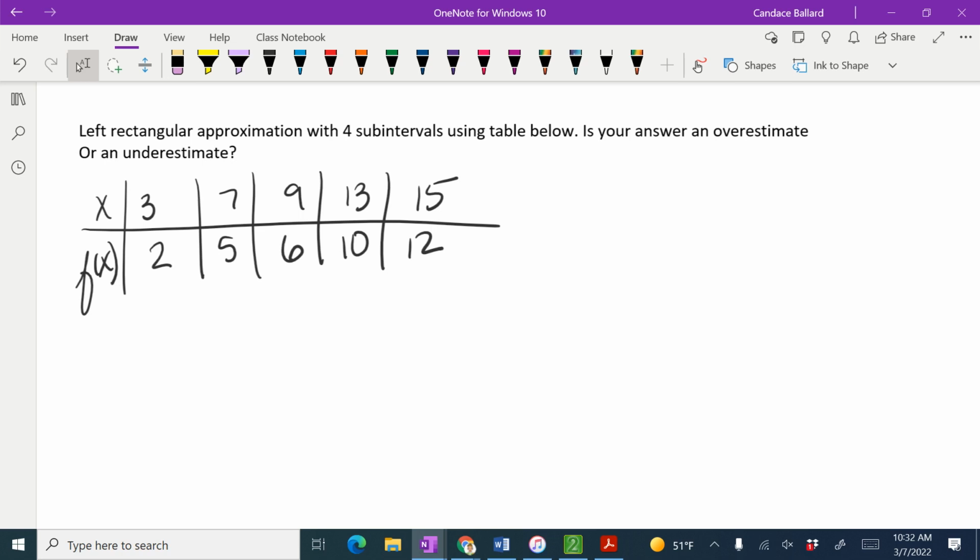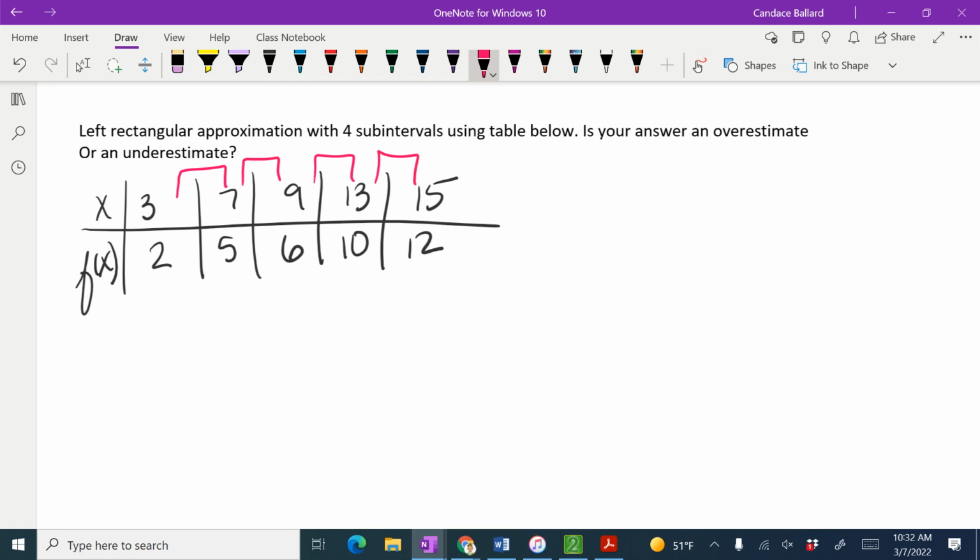All right, so we've got a left rectangular approximation, still 4 subintervals. We've got to use the table below. Is your answer an overestimate or an underestimate? So the first thing I look at is my subintervals, and I make sure I've got 4, right? So 1, 2, 3, 4.